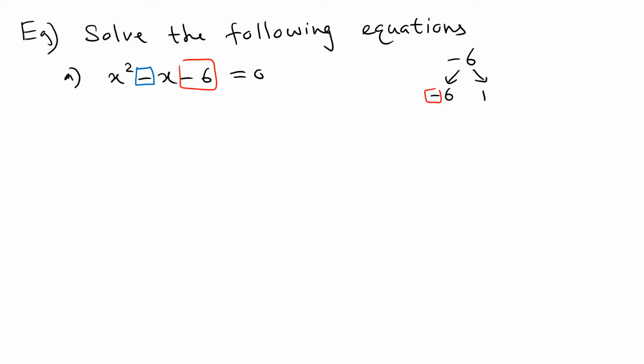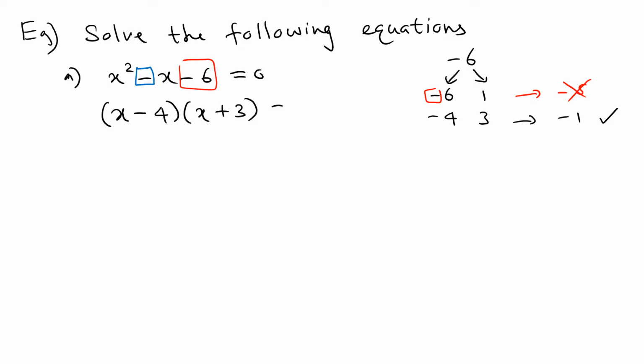When you add, you get -5, and that's not an option. It doesn't give you the coefficient of the middle term. The numbers that work are -4 and 3, because when you add them, you get -1. So you can write this as x minus 4 and then x plus 3. Those are exactly the factors. It's very easy: once you find the right option, those numbers go directly there.